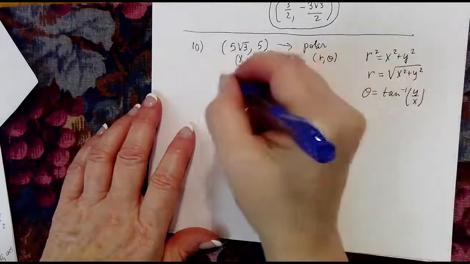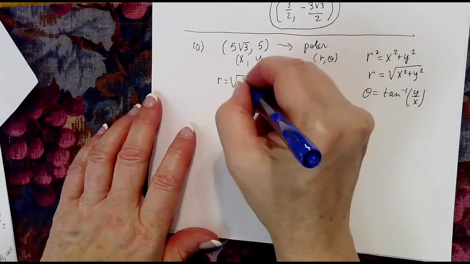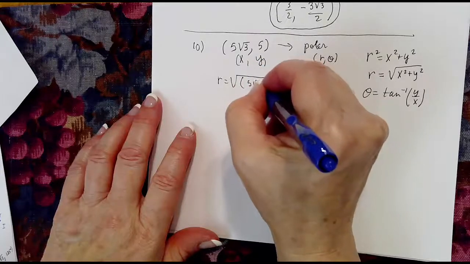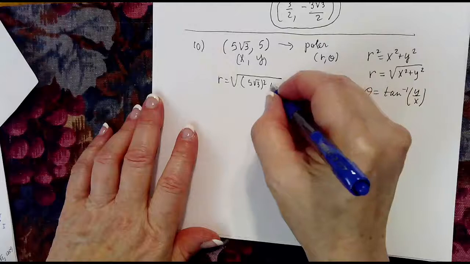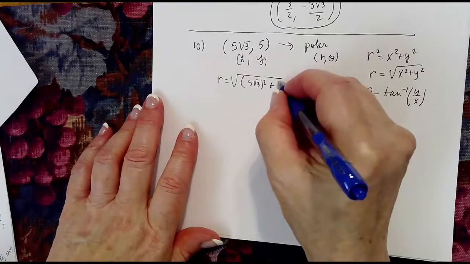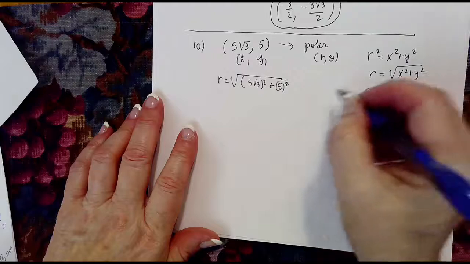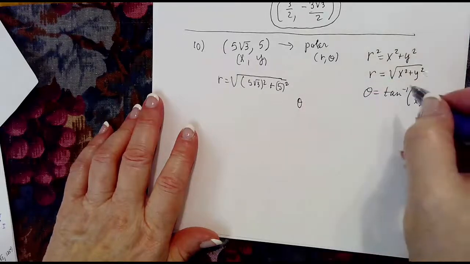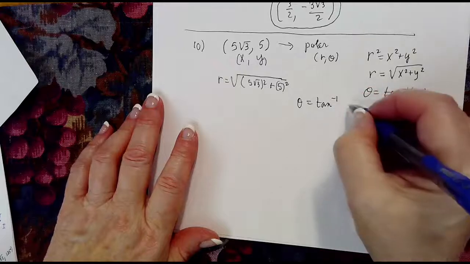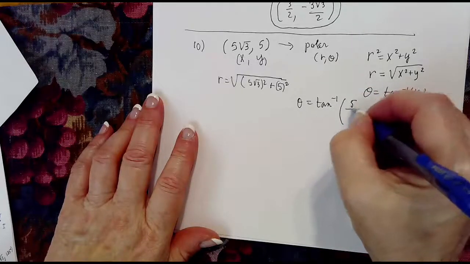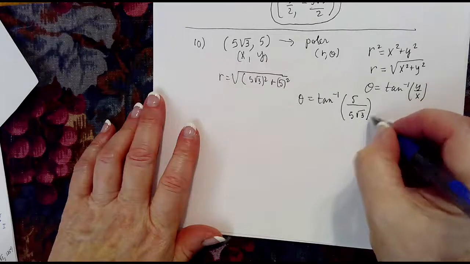So we can use this one. We're going to have r equals the square root of 5 square roots of 3 squared. That would be x, right? Plus y squared would be 5 squared. That's going to give us r. And theta is going to come from inverse tangent of y, which is 5, over x, which is 5 square roots of 3.